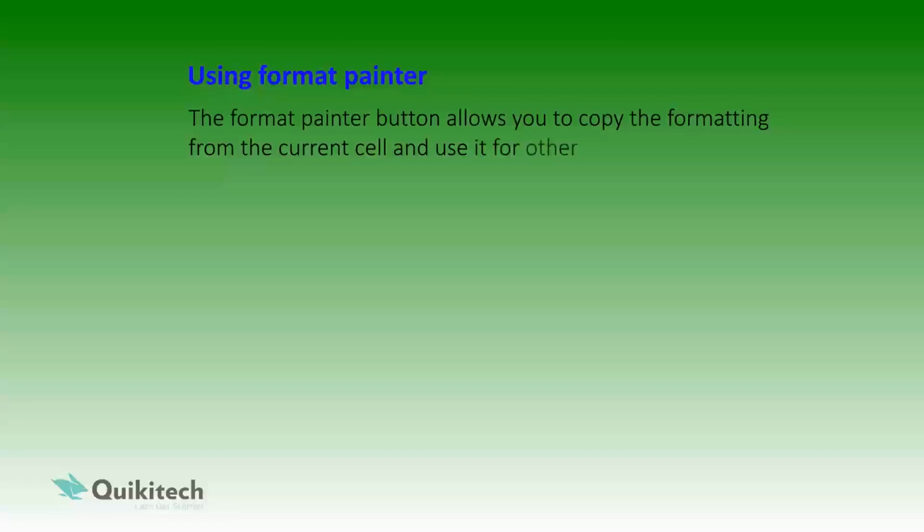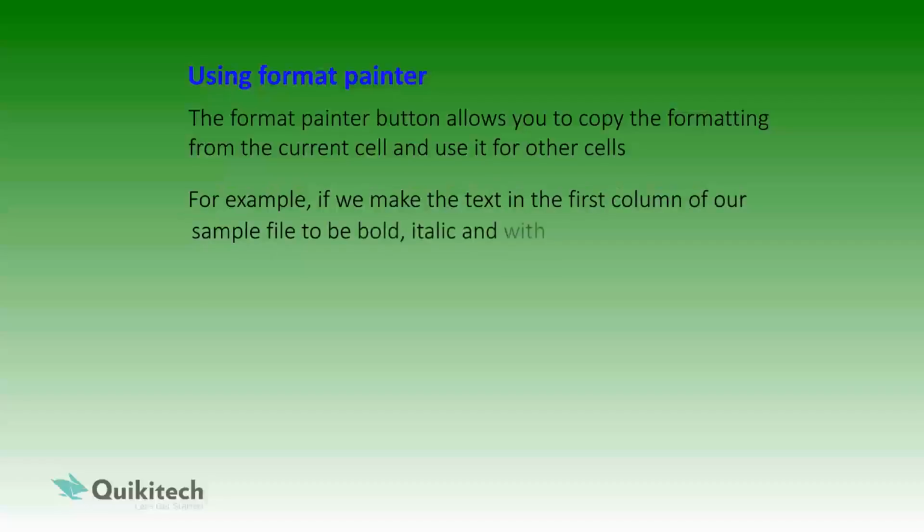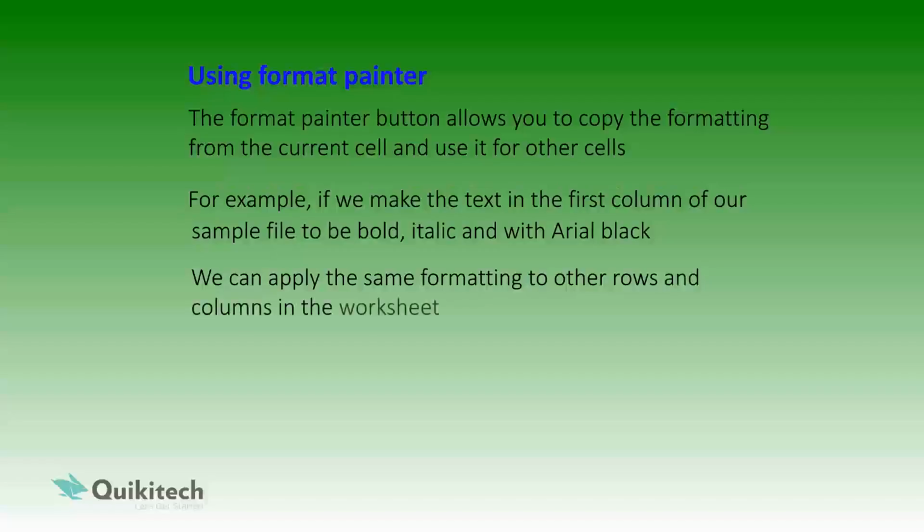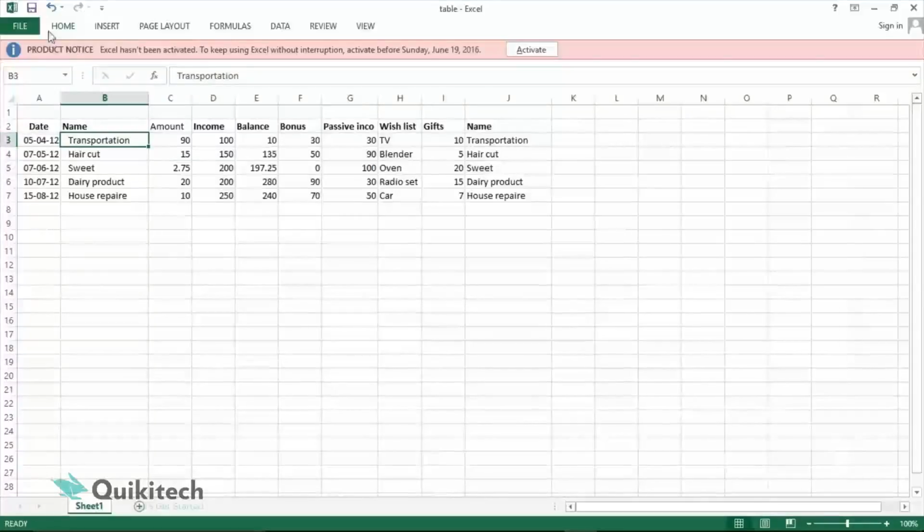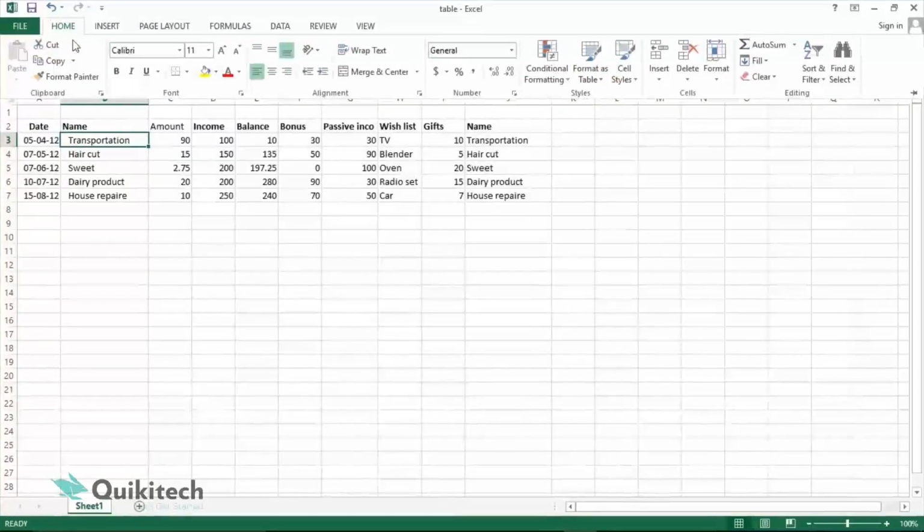Using Format Painter. The Format Painter button allows you to copy formatting from the current cell and use it for other cells. For example, if we format the text in the first column of our sample file to be bold and italic and with Arial black, we can then apply the same formatting to other rows and columns in the worksheet. These are the steps that you need to take. 1. We will, first of all, apply bold, italic, and Arial black to the first cell of the name column in our sample file.